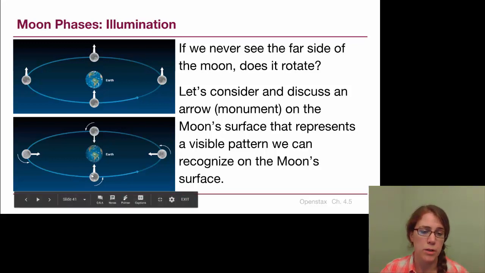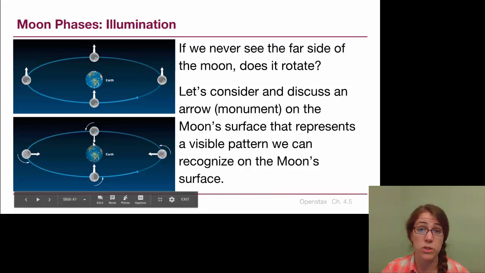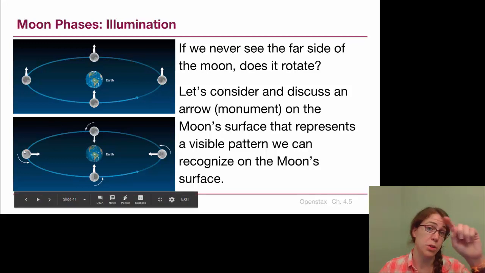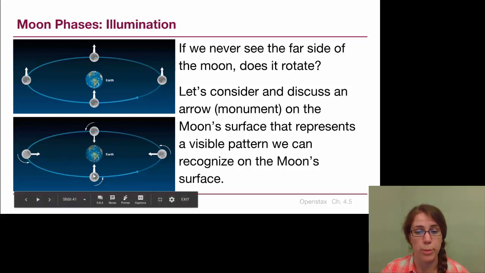On the bottom of the slide here, we have another possibility. We built that monument facing the Earth. As the moon rotated, it's still facing the Earth. As it rotates a little bit more and goes around in its orbit, that monument that we built is still facing the Earth. And then as it rotates more and goes around its orbit more, it's still facing the Earth. And then it comes all the way back around again.